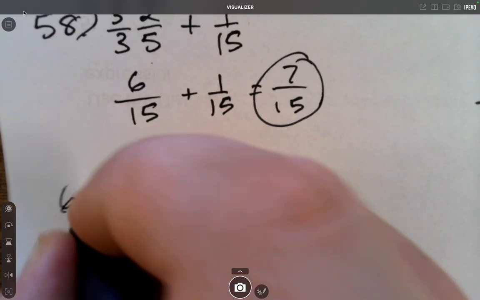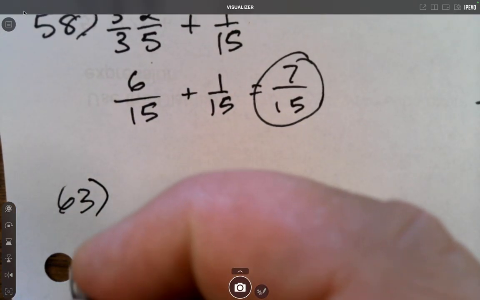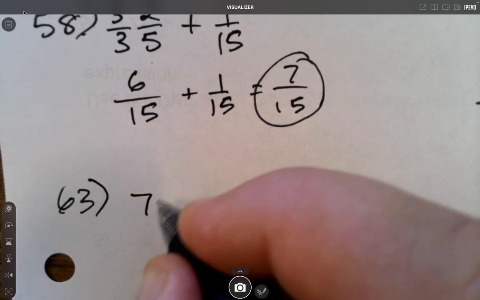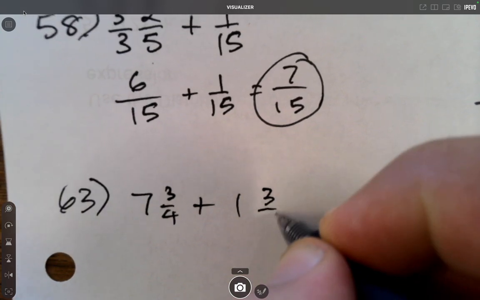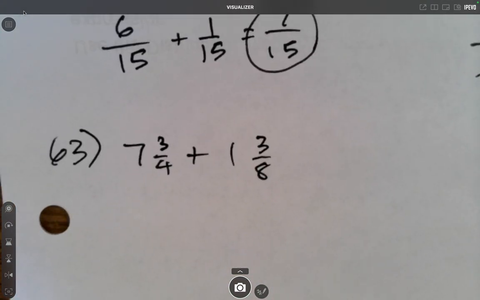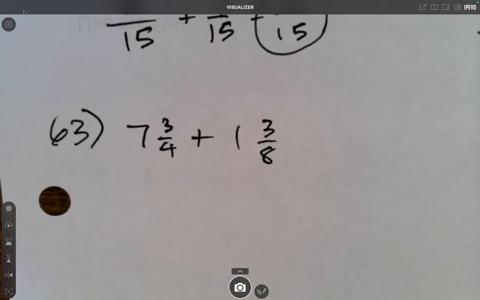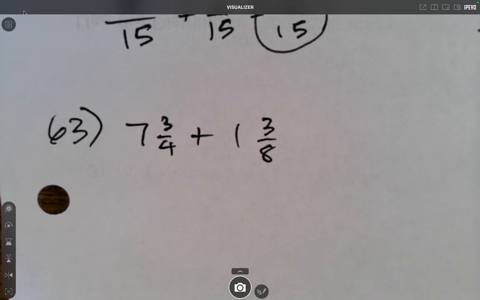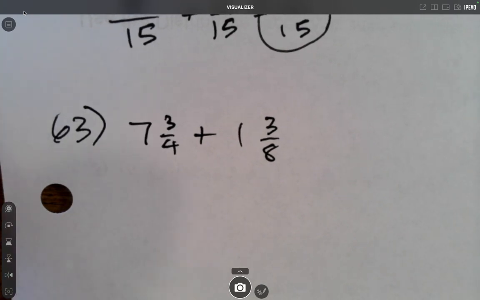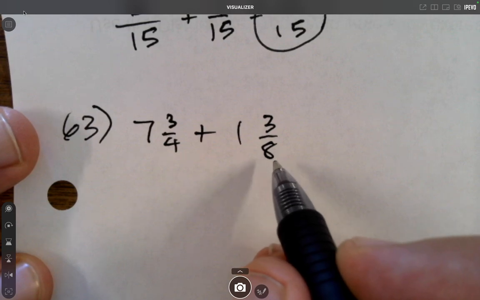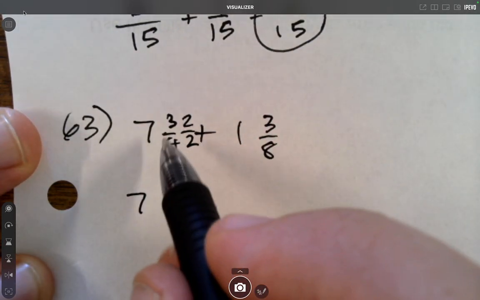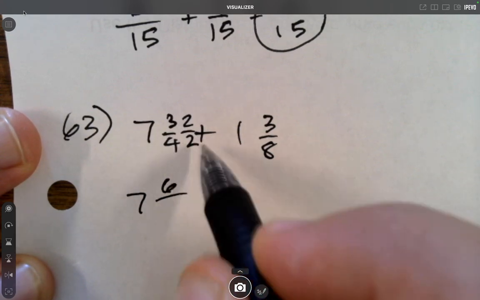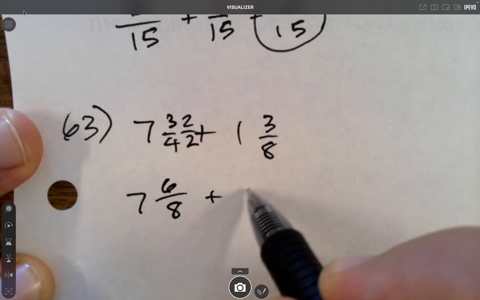Last one, 63: 7 3/4 plus 1 3/8. We need these to have the same denominators. The least common denominator between 4 and 8 is 8. Again, we don't have to change this one because it's already 8, but this one we'll need to multiply the top and bottom by 2. 3 times 2 is 6, 4 times 2 is 8.